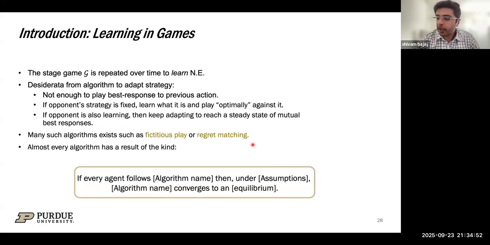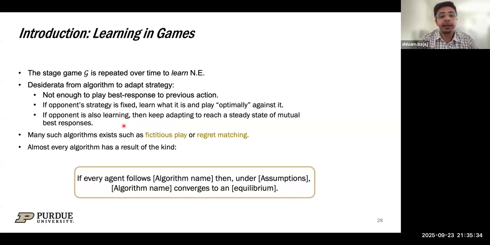Okay. So there are cases when we might not know the payoffs of the games. In that case, there is a classical line of literature called learning in games, where the idea is that the matrix game is repeated over time to learn the Nash equilibria. There are many algorithms that have been designed in this literature. The desiderata from these algorithms is that if an opponent is playing a fixed strategy, then we want to learn an optimal strategy against it. If the opponent is also learning, then we want to keep adapting our strategy such that the strategies reach a steady state of mutual best response.